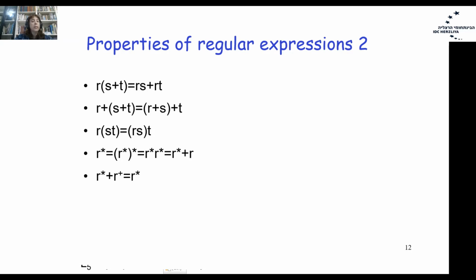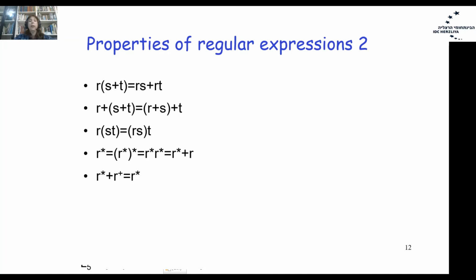R star can be rewritten as (R star) in brackets in power of star. It doesn't matter how many times I apply star with itself. It's an infinite operation, so nothing changes. It can be rewritten as R star concatenation with R star, since we anyway use concatenation size. It can be rewritten as R star plus R.